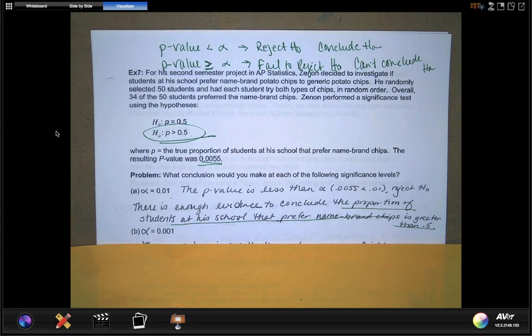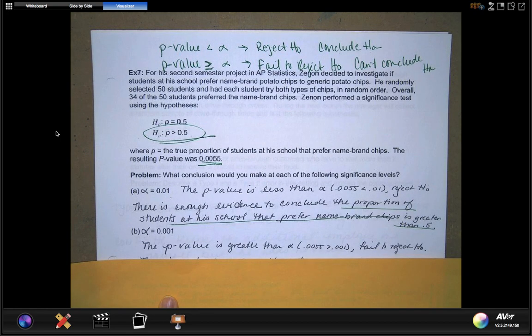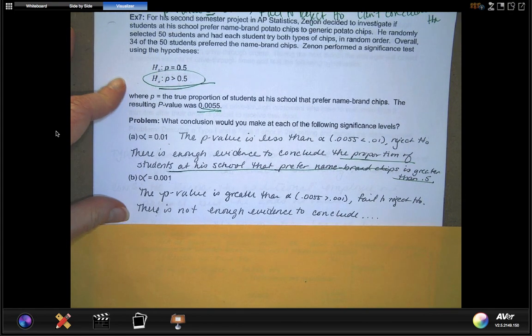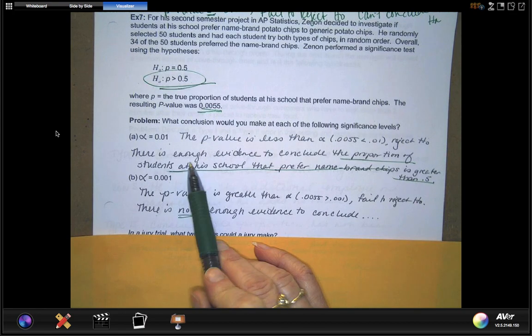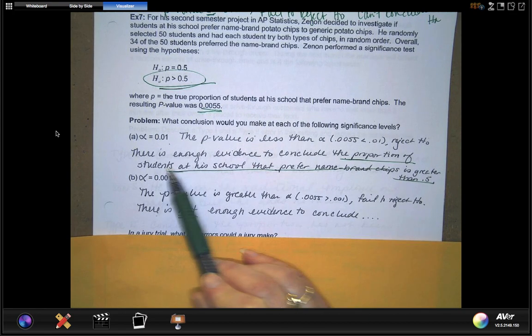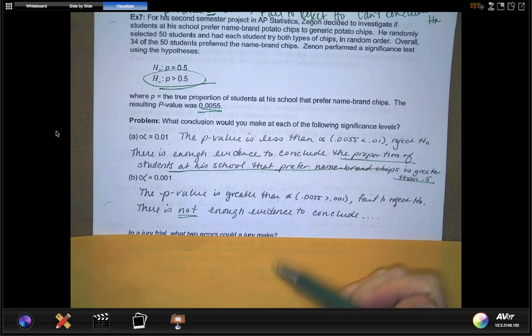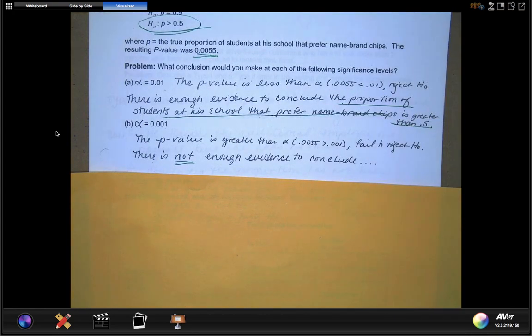And this one is a really small significance level. We are not less than that, so my p-value is greater than alpha, so I fail to reject. And then there is not enough evidence to conclude, and this would say the same thing, but now I have the word not in there: not enough evidence to conclude the proportion of students at his school that prefer name brand chips is greater than 0.5. Okay? Tomorrow, the next few days, we'll put it all together. Right now, we're just talking about the pieces.